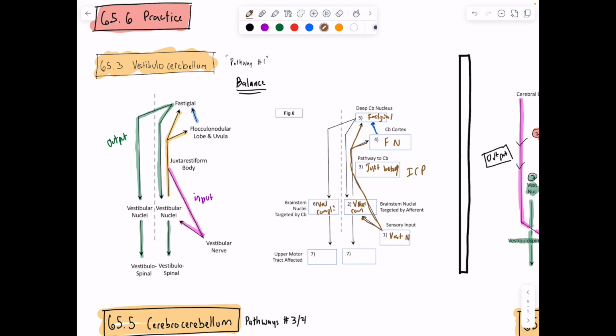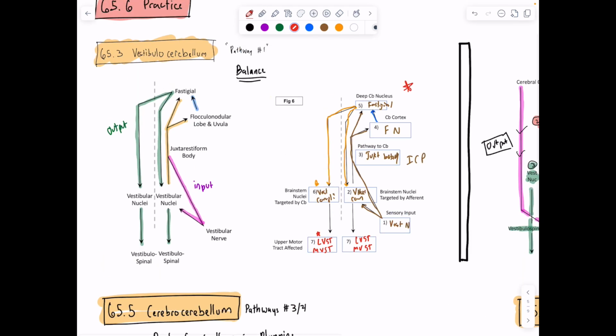and then from the deep cerebellar nuclei, the vestibular nuclei, you're going to output bilaterally to the vestibular nuclear complex, and from there you get the lateral vestibulospinal tract and the medial vestibulospinal tract: lateral L, lower limbs; medial, neck, right? So LVST, MVST. All right, we need to be able to draw this out.